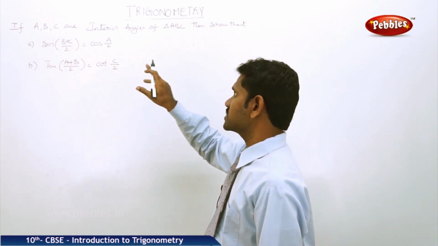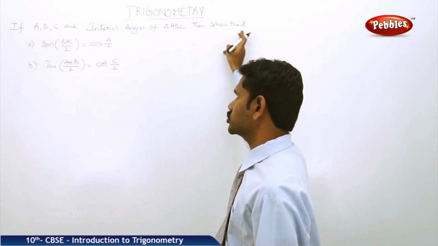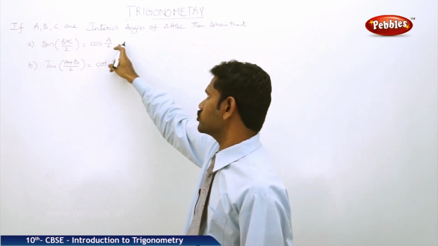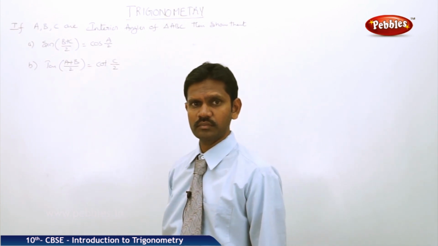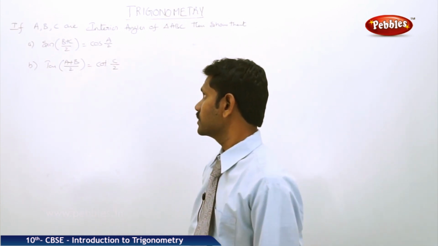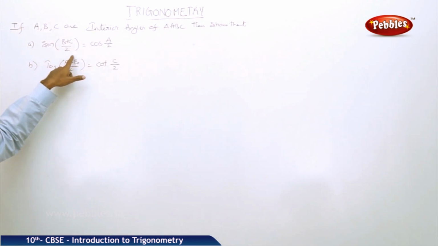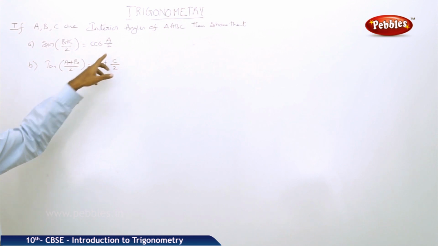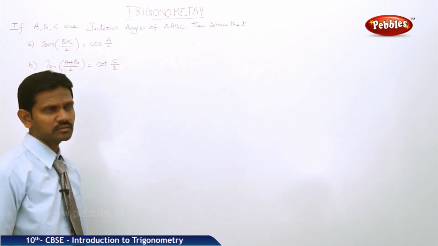If A, B, C are interior angles of triangle ABC, then show that. Here two questions are given. Two questions belong to the same model, the same application. Sin of (B plus C) by 2 is equal to cos A by 2. Tan of (A plus B) by 2 is equal to cot C by 2.